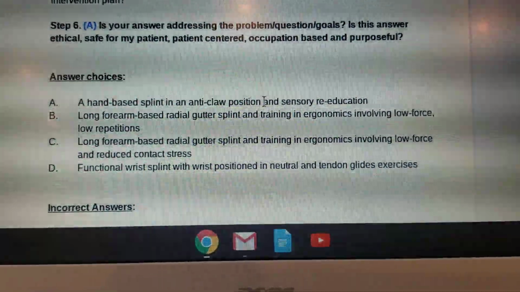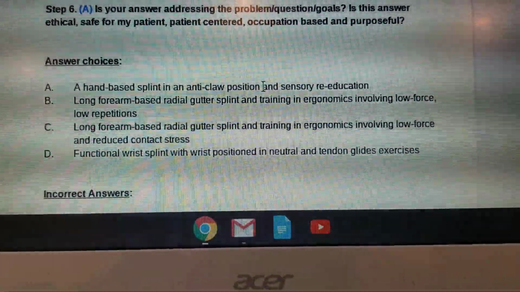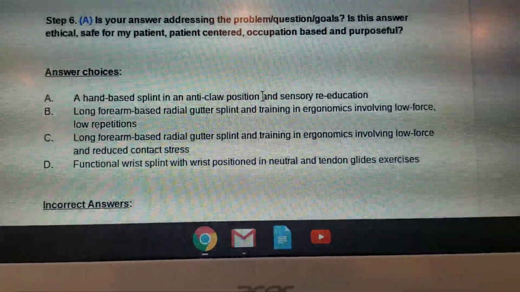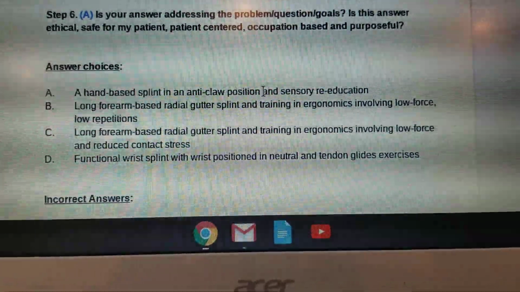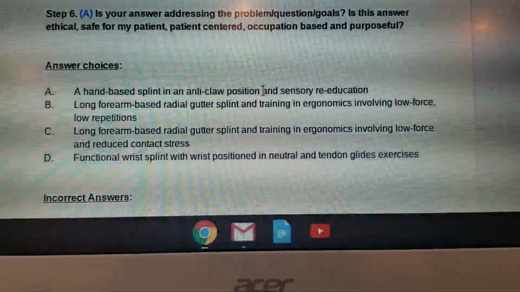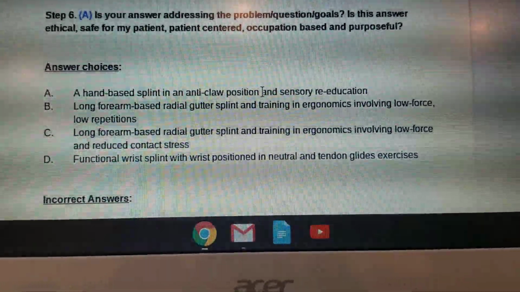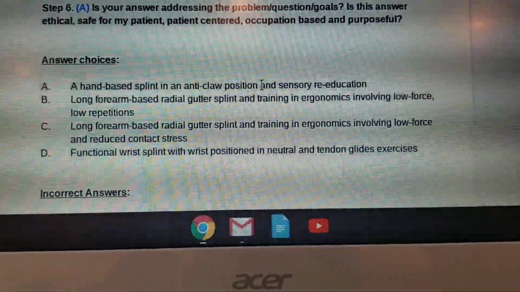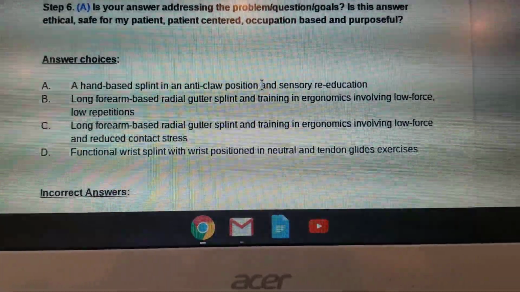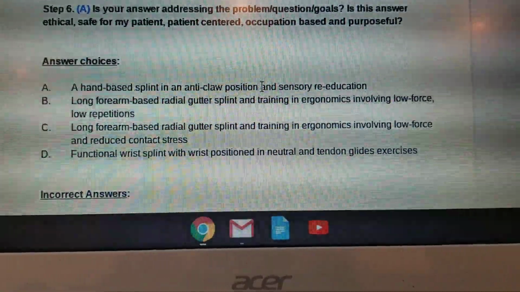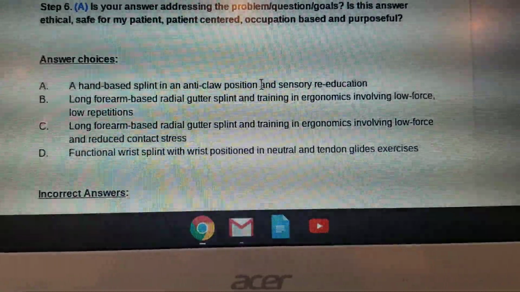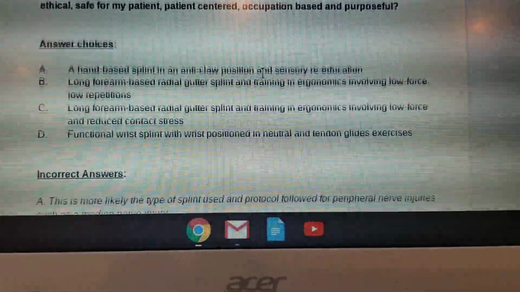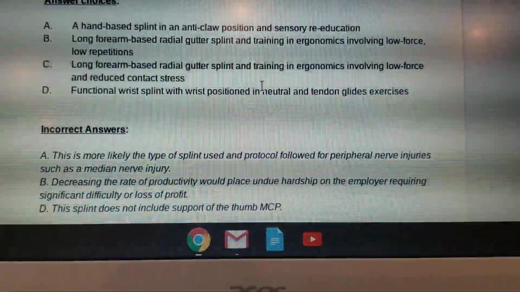A, a hand-based splint in an anti-claw position and sensory re-education. B, long forearm-based radial gutter splint and training in ergonomics involving low force, low repetitions. C, long forearm-based radial gutter splint and training in ergonomics involving low force and reduced contact stress. D, functional wrist splint with wrist position in neutral and tendon gliding exercise. So let's figure out what our incorrect answers are.